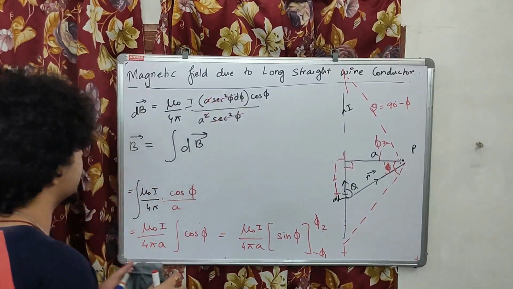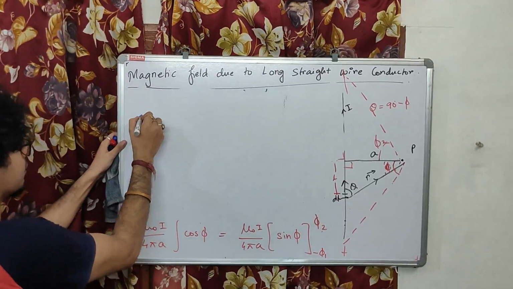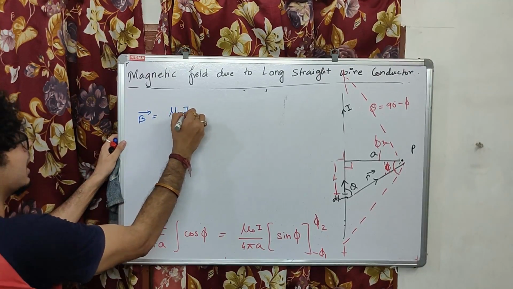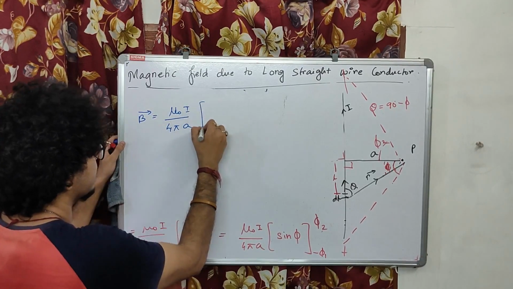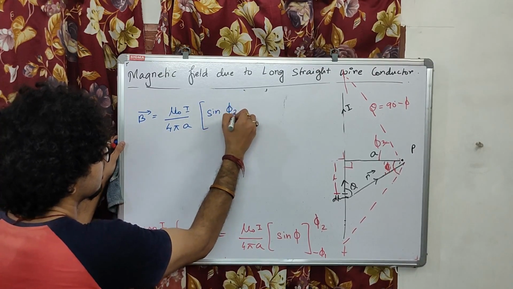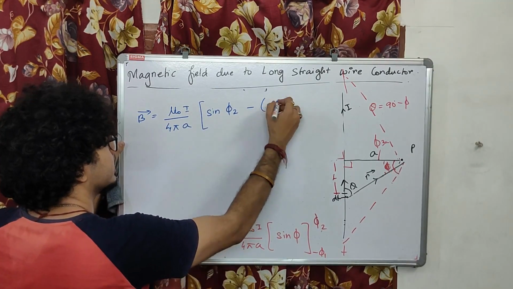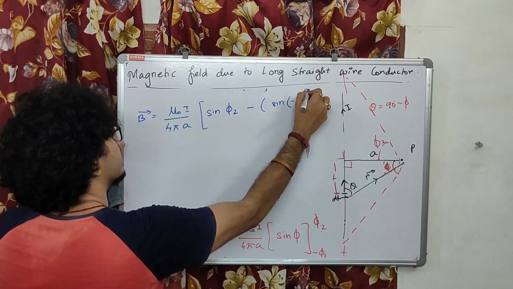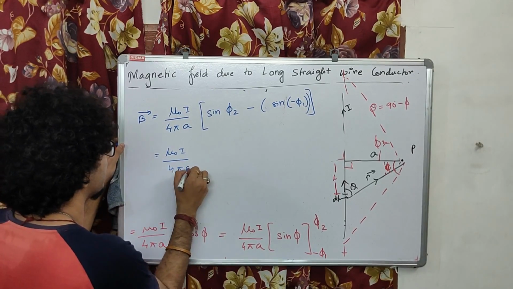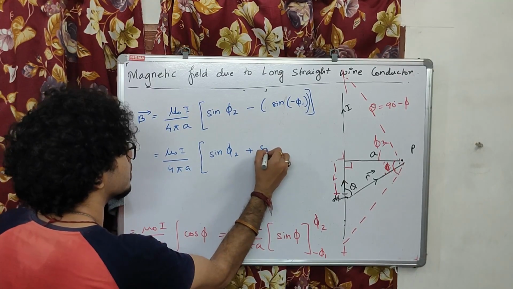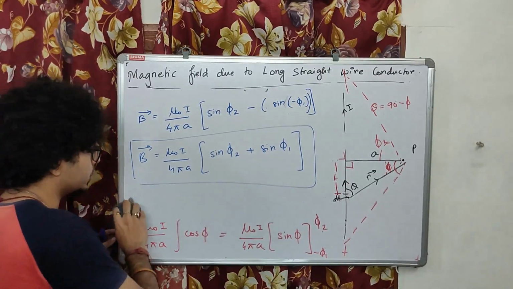So when you do this, after integration, what you get? So now the formula becomes B equals mu naught I by 4 pi a, times sin phi 2 minus of minus sin phi 1. So this comes out to be mu naught I by 4 pi a times sin phi 2 plus sin phi 1. Got it? Is this clear to everyone?